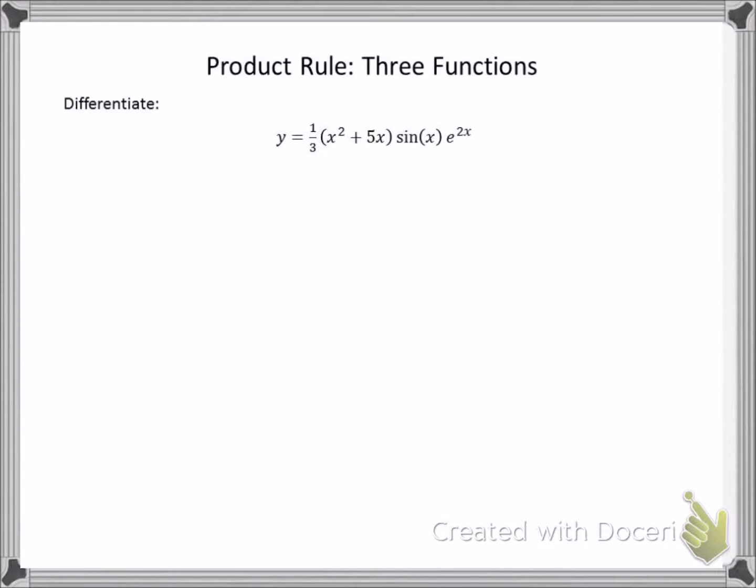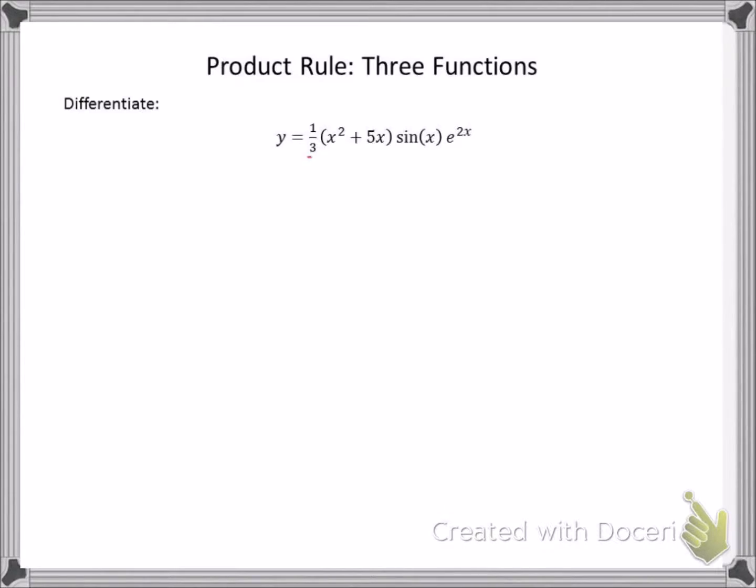Now if you remember our product rule from examples where we have two functions multiplied by each other, we gave the general equation where y equals uv, and u and v represented the different functions. Now we're going to do exactly the same thing here, but in fact we have three different functions, so we need to first of all identify those functions.